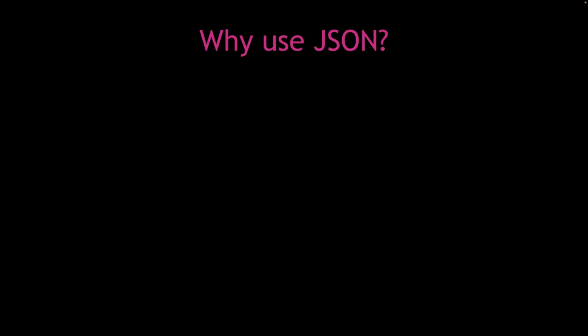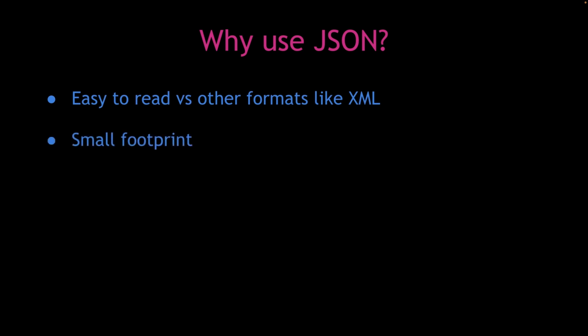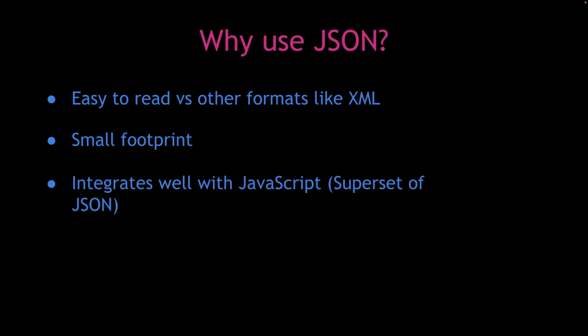That leads us into the question of why do we use JSON versus some of the other data formats? Well, for one, it's easier to read versus formats especially like XML. It's got a small footprint. It's relatively lightweight, so it doesn't consume a lot of memory, doesn't take up a lot of bandwidth when you're sending it across a network.